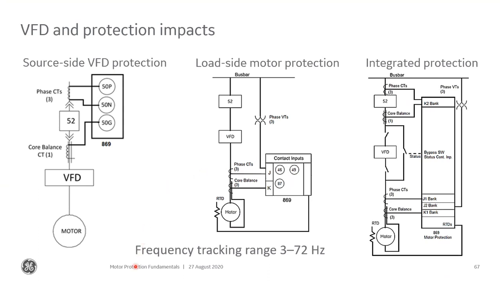But the 8 series of relays will track down to 3 Hertz. Their tracking range is good from 3 to 72 Hertz. So all protection functions, any sort of tripping or alarming, will still operate correctly in this expanded range.